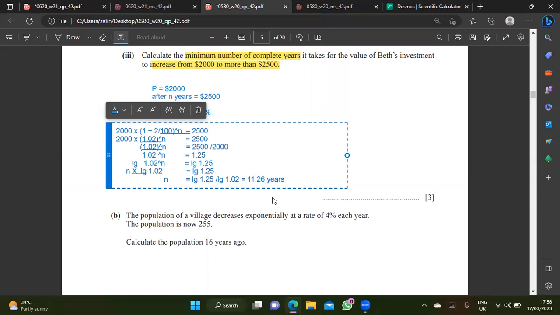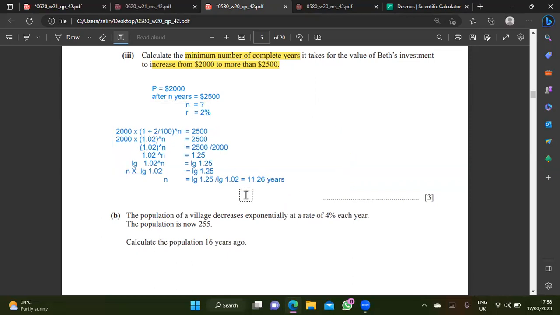So, if the n that we found is actually 11.26, we can round it off to 11.3. Now let's try to answer your question. You see these 3 marks, if you just leave your answer as 11.26 years, how many marks do you get? You only get 2 marks, because that is not what they are asking you to find.